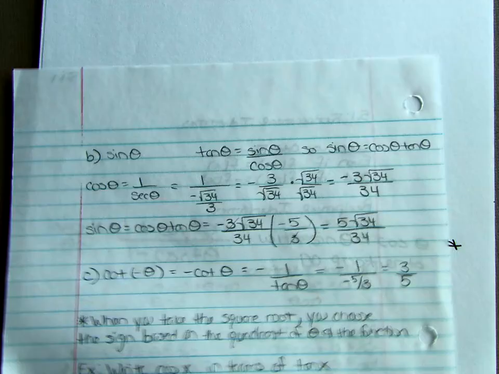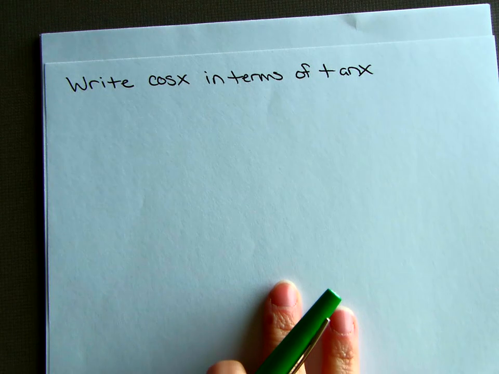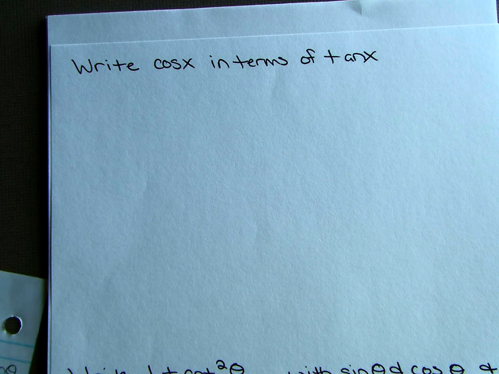Let's do another type of problem. We're going to write cosine x in terms of tangent x. What this means is when I get to the final answer, I only want to have things that say tangent x or tangent squared x or something like that. I don't need to have sine or cosine or anything else over there. So we're going to have to figure out how we can get there, just starting with cosine of x.